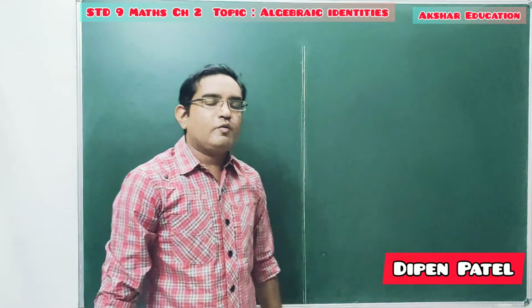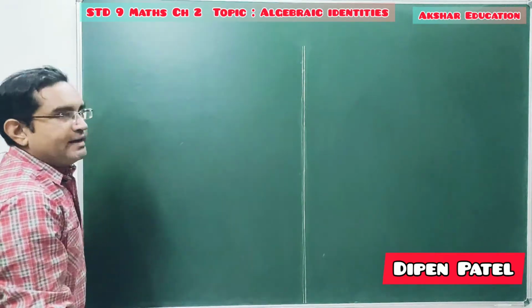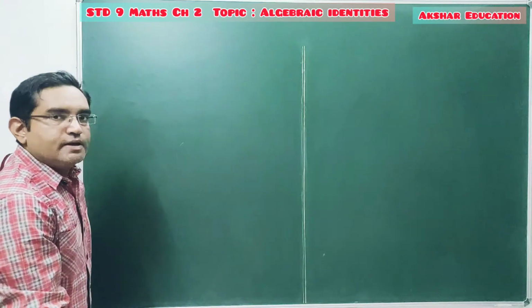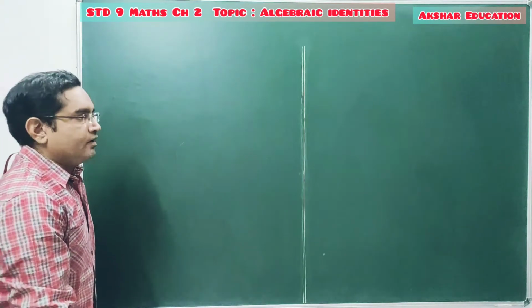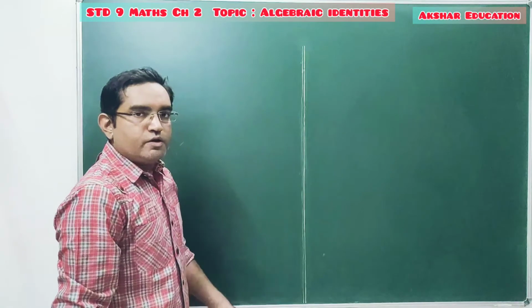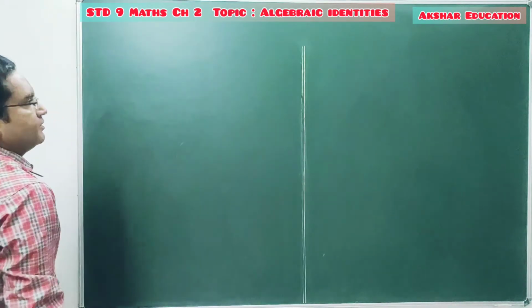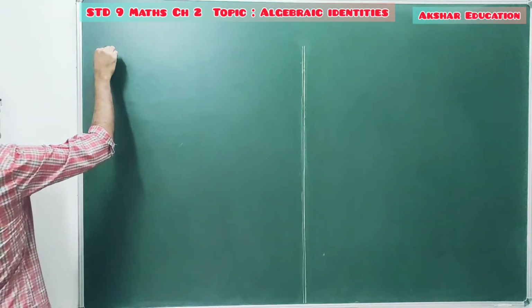In this video we are going to discuss algebraic identities for standard 9. We have discussed 4 algebraic identities in our standard 8 and now for standard 9 we have to discuss 4 more identities. So total 8 algebraic identities are there. So let us now start with the first one.